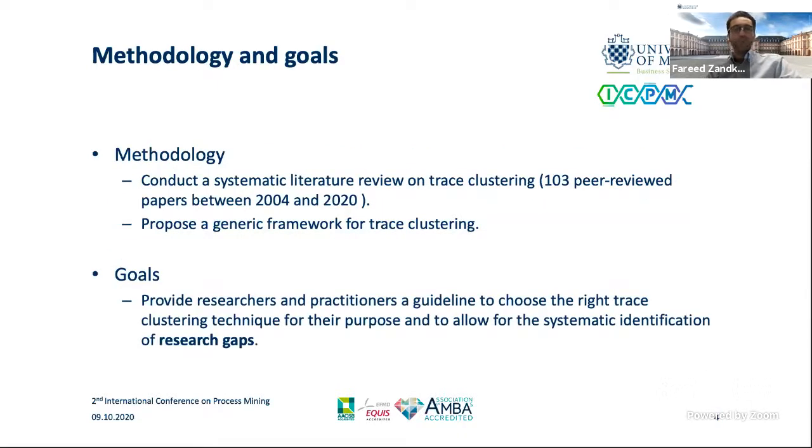In order to do so, we conducted a systematic literature review, looking for terms such as trace clustering and process mining together. We were surprised by the number of publications, 103 peer-reviewed papers, which were published between 2014 and 2020.